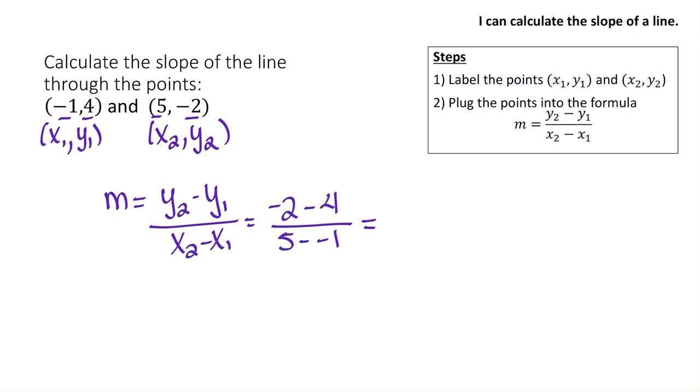So now let's simplify this. -2 minus 4 is -6, divided by 5 minus -1. Remember that the minus negative will become a plus, so we have 5 plus 1, which is 6. Now we have -6 divided by 6, which is -1. So we have m equals -1.